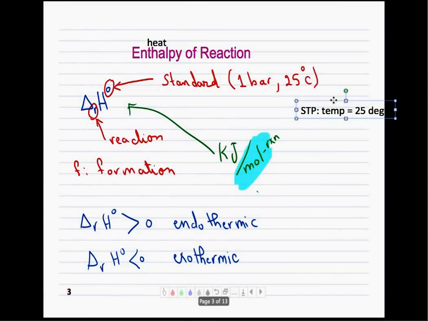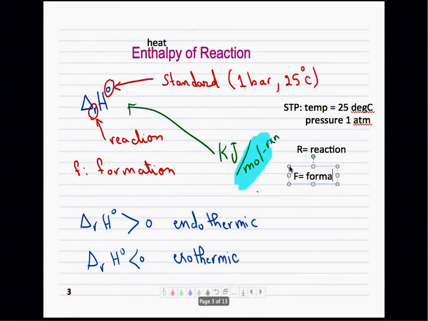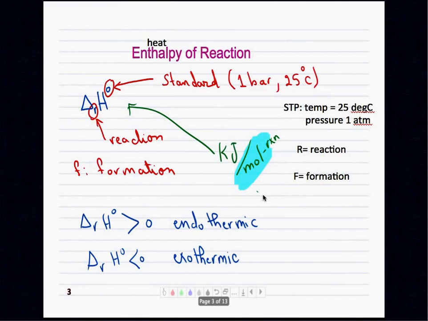Now, if you see R either after the delta or you see R in here, that means this is the delta H of the reaction. This R stands for the word reaction. And then you're asking yourself, okay, definitely it's going to be for the reaction. There is another delta H that we're going to learn about on Wednesday, and it's going to be delta H F naught, and this stands for formation. And we're going to learn the difference between the delta H of formation and the delta H of the reaction.